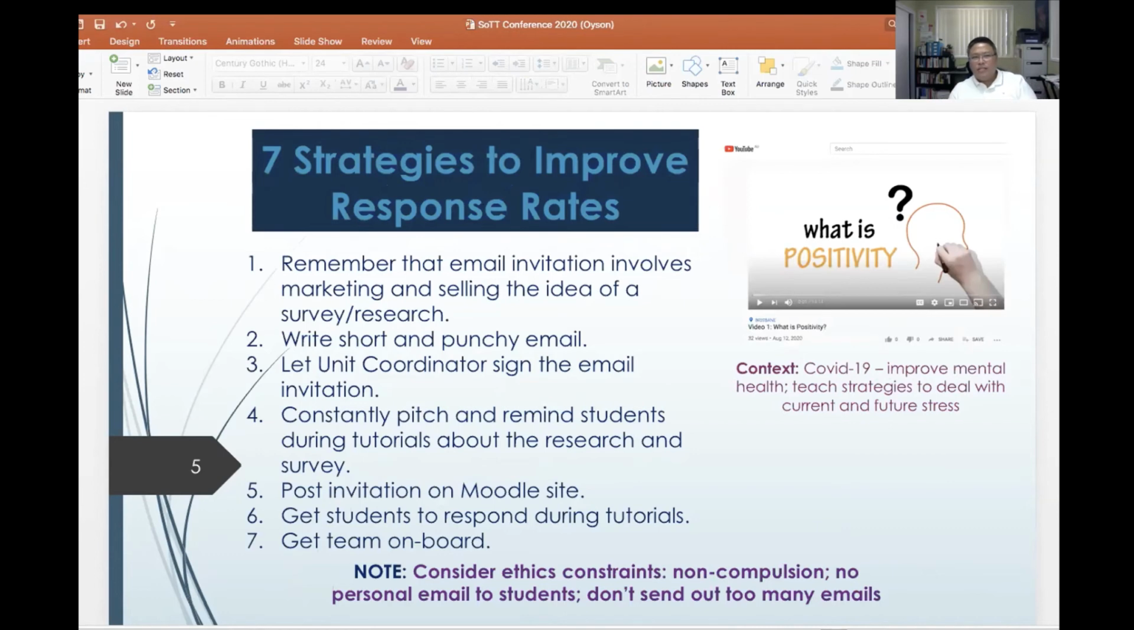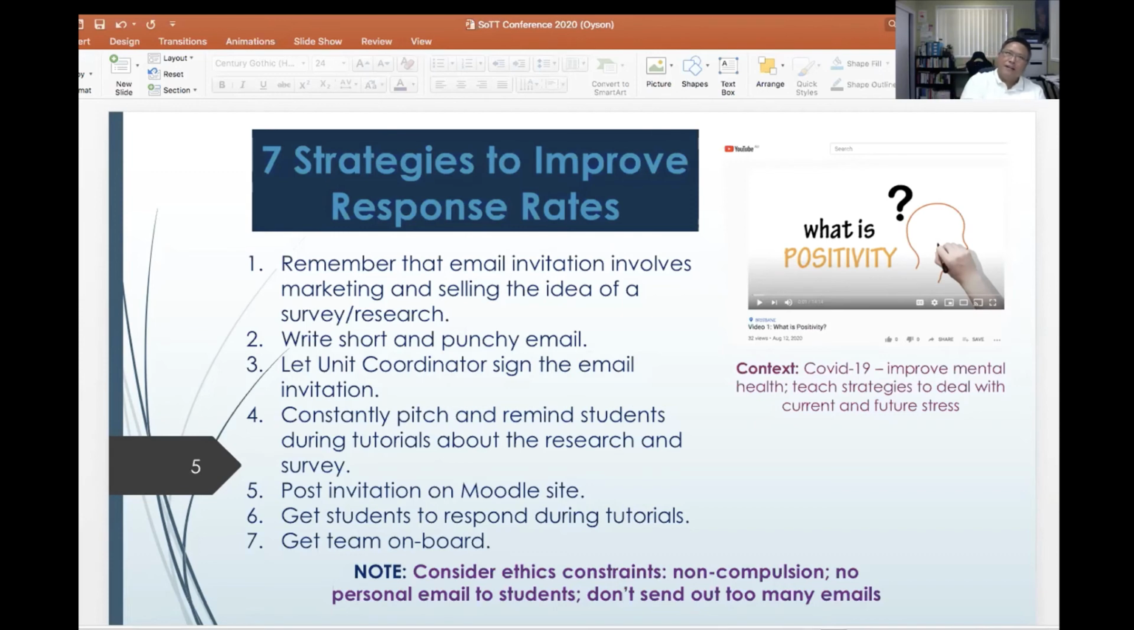The first thing we need to remember is that if we continue to think as academics when we invite students to answer surveys, in a language that's very formal and academic, chances are students will not engage with it. We need to know that when we send out email invitations to students, we're actually involved in marketing. We're trying to sell them the idea that they need to be part of the survey, that they need to engage in research. So there is some level of marketing involved.